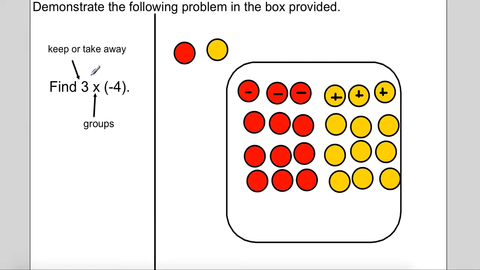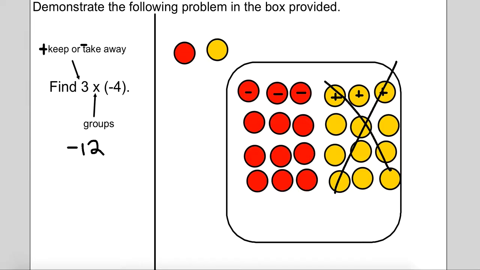So really when you're multiplying, what's happening is the first number is telling you to keep or take away. So I am going to keep, because it's positive, 3 groups of a negative 4. If the first number is positive, it's keep. If you're going to take it away, it's negative. So I'm going to keep 3 groups of a negative 4. I'm going to get rid of these out of here. What's left in my box? Well, I'm left with a negative 12. So in your notebook right now, I want you to write 3 times a negative 4 equals a negative 12.